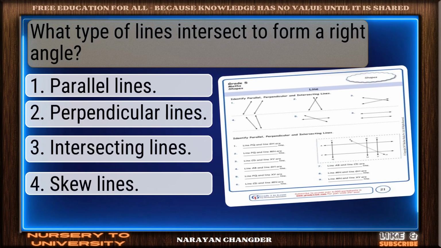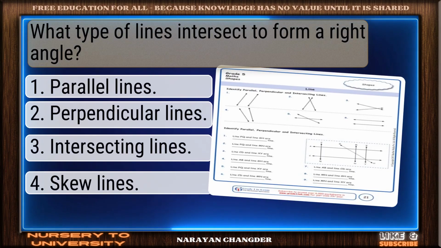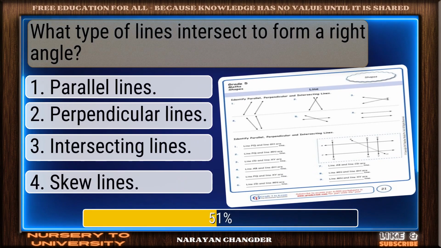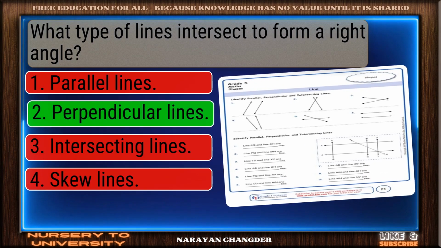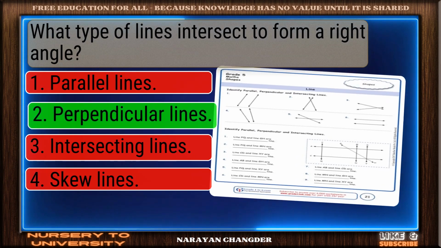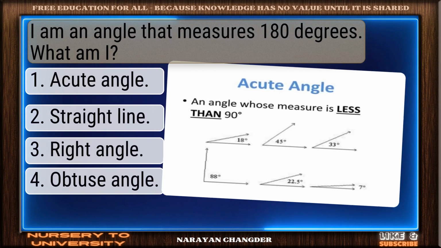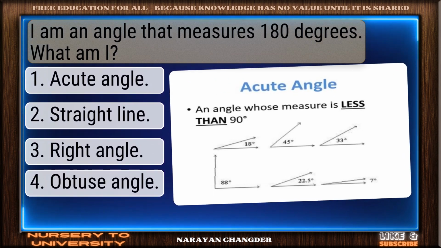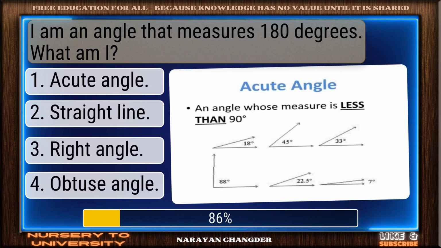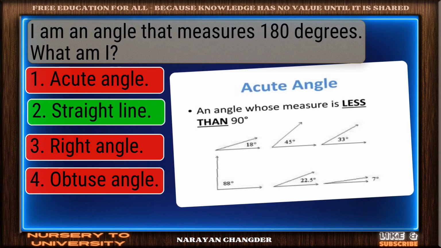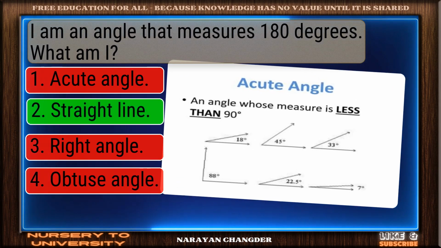Question number 172. What type of lines intersect to form a right angle? Nicely done. Perpendicular lines is a solid answer. Question number 173. I am an angle that measures 180 degrees. What am I? Right again. Straight line is a valid answer.